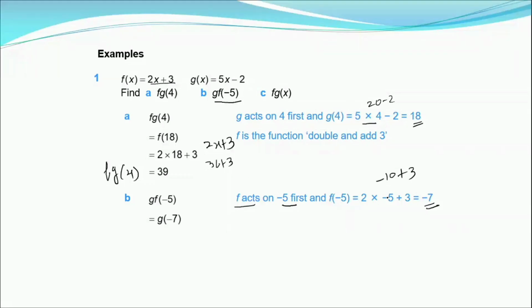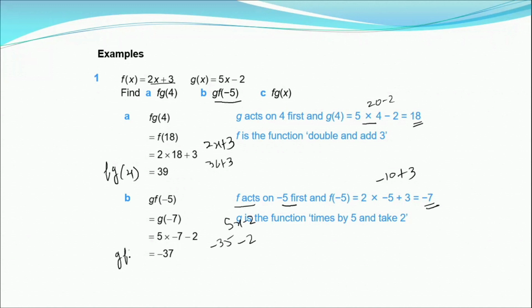Now we found f(-5), where f(-5) is minus 7. Now it is g(f(-5)), so we'll be solving g(-7). The g function is 5x minus 2. In this function, in place of x, we are going to put minus 7. So 5 times minus 7 is minus 35. And minus 35 minus 2, you get minus 37. So this is how g(f(-5)) is equal to minus 37.